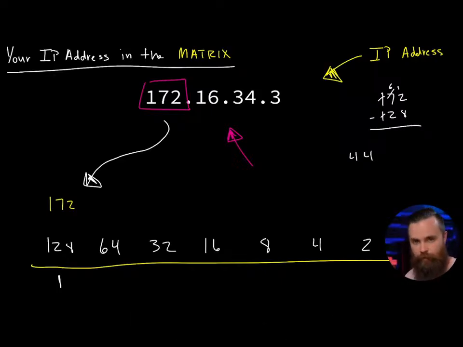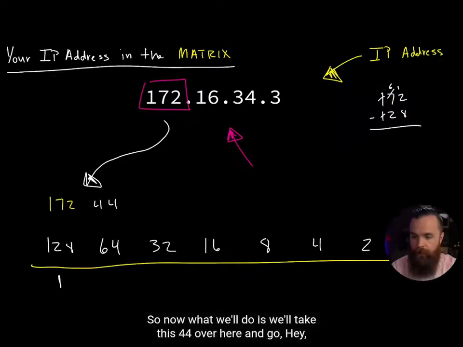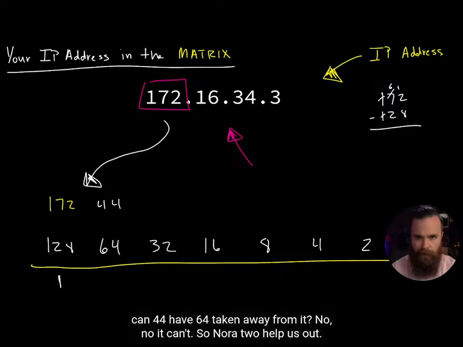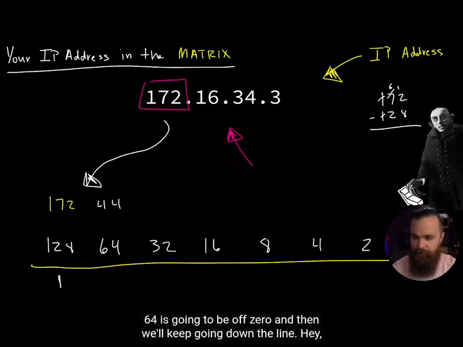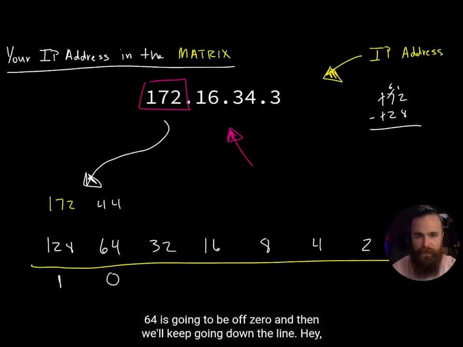We have 44 left over. So now what we'll do is we'll take this 44 over here and go, hey, can 44 have 64 taken away from it? No, it can't. So Nosferatu, help us out. 64 is going to be off, 0. And then we'll keep going down the line.